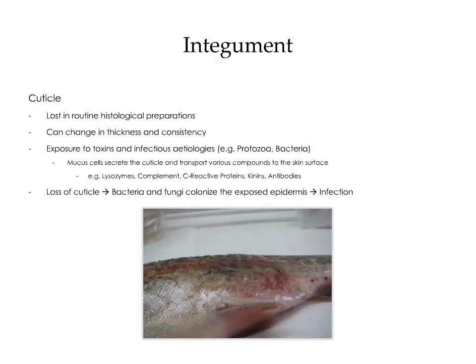Now we'll get into the specific responses of the various systems, starting with the integument. As previously mentioned, the cuticle is lost in routine histological preparations. The cuticle can change in thickness and consistency in response to toxin exposure and infectious etiologies, like protozoa or bacteria.